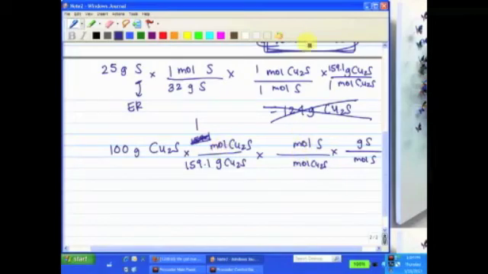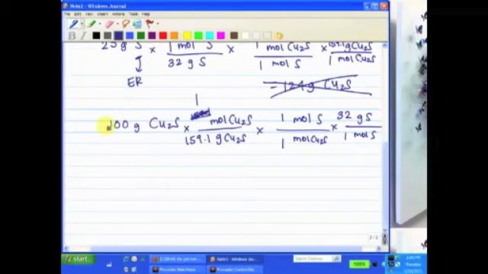Moles to moles, look up in your original equation, and we kind of had it already here. S and Cu2S, the mole to mole ratio is 1 to 1. Grams to moles, we found that already too. For every 1 mole, there's 32 grams. So multiply across, 100 times 32 divided by 159.1. And then you're going to get 20.113 grams of sulfur.